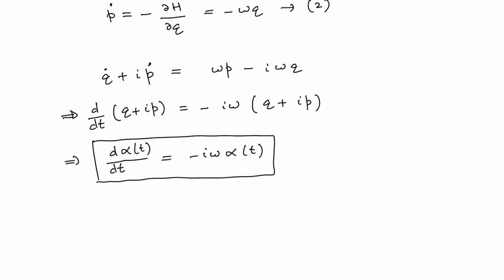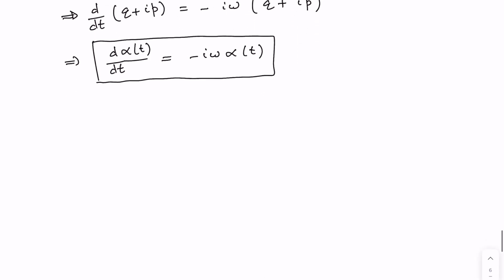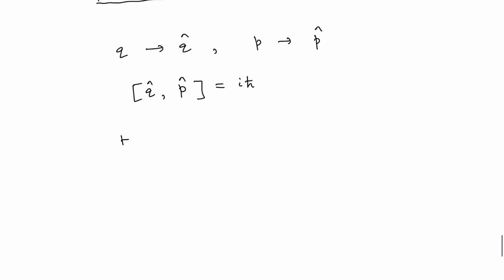Now, having identified the canonically conjugate variables, quantization is pretty straightforward. You simply need to replace q by the operator q cap and p by the operator p cap, and you have to also invoke this commutation relation, q p commutator is equal to i h bar. In that case, you can write the quantum mechanical Hamiltonian for this mode of the electromagnetic field.